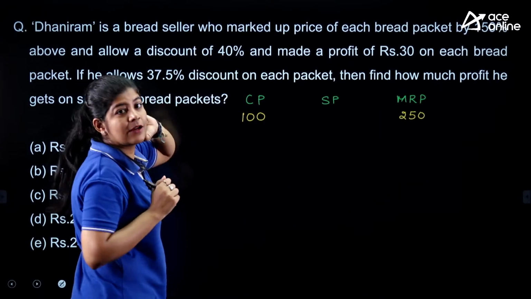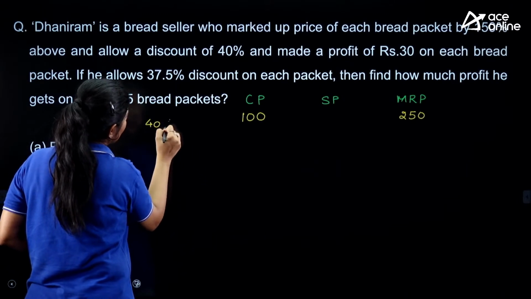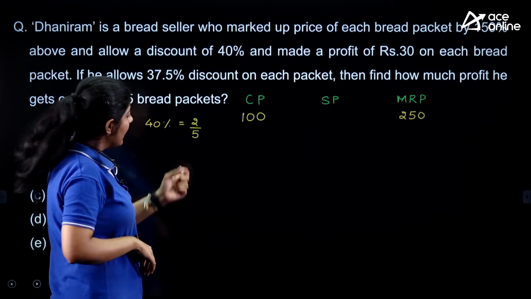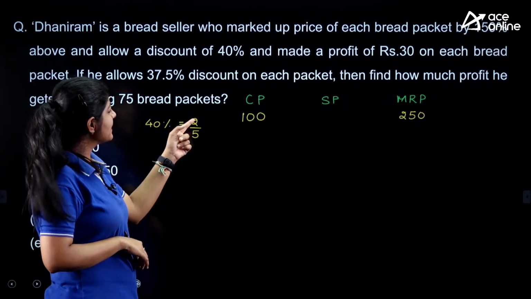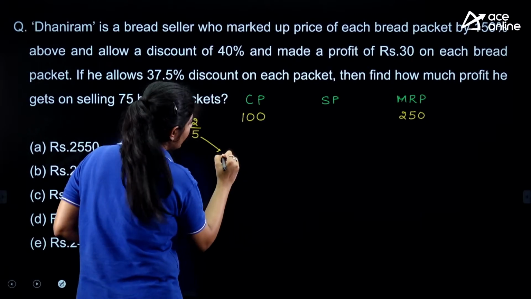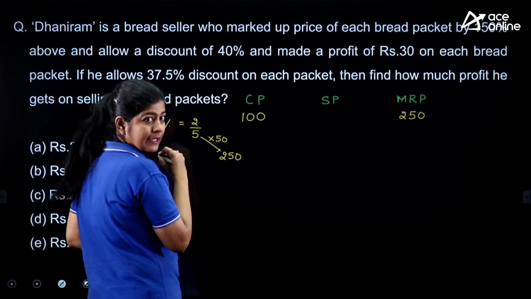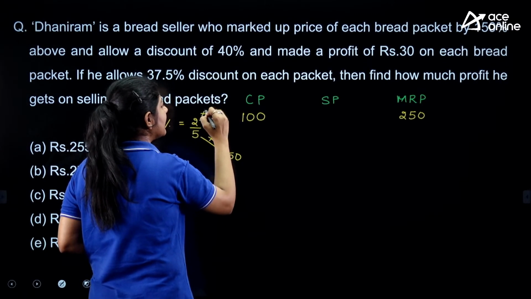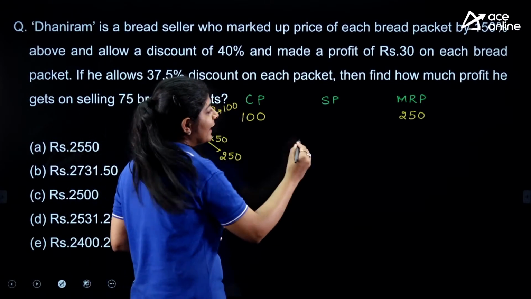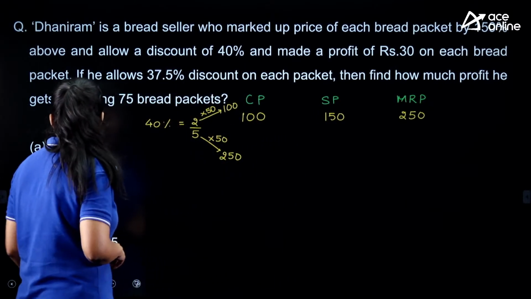But he is giving a discount of 40%, which is nothing but 2 by 5, right? If I am having something of 5 rupees, I am giving a discount of 2 rupees. But actually I am having something of 250 rupees, which is a multiple of 50. So I am giving a discount of 100 rupees. That means I am selling it at 150 rupees, right?